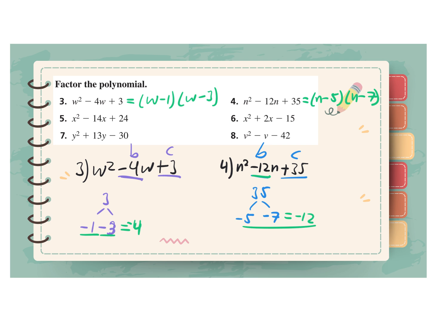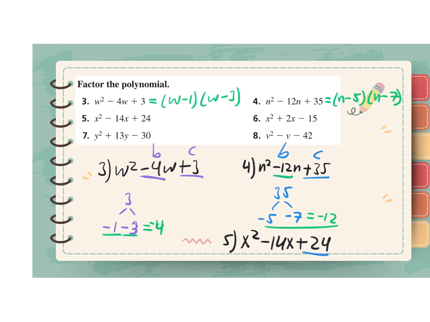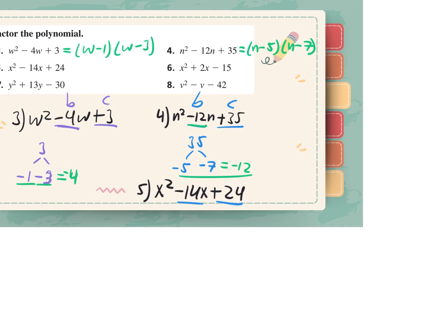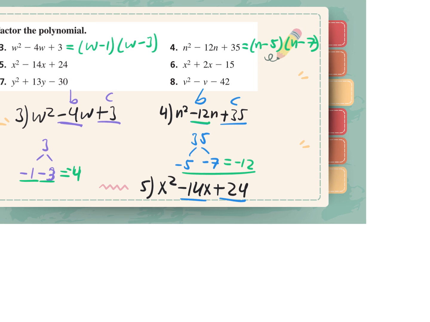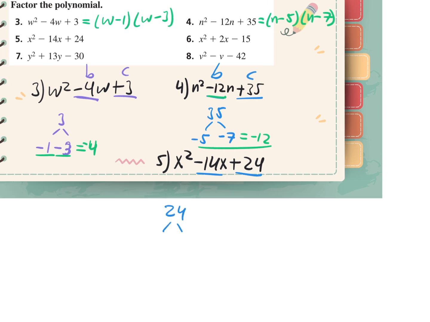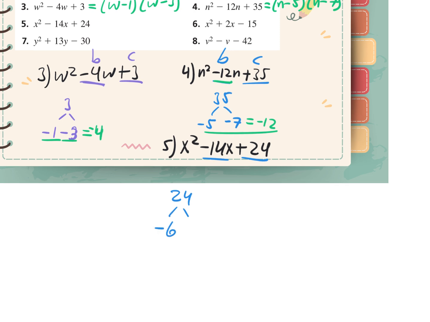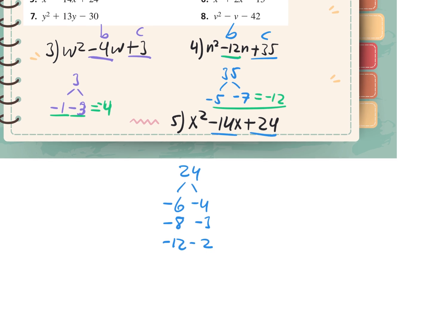All right, so let's keep going. Let's do number 5 on this page. Number 5 is x squared minus 14x plus 24. Once again, factors of 24 that add to negative 14. Both have to be negative. I know that c is 24, so let's find factors of 24. We can do negative 6 and negative 4, negative 8 and negative 3, negative 12 and negative 2. We got a good handful. If these don't work, we'll just find more.